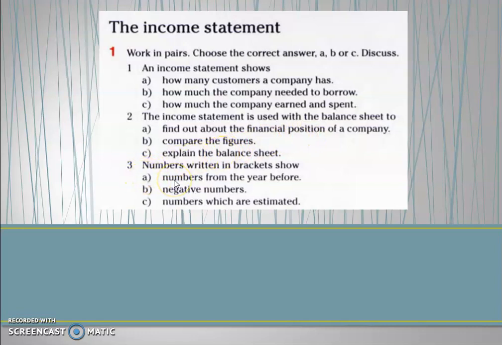Last question. Numbers written in brackets, like this one, 2 of these open and close parentheses, show numbers from the year before, negative numbers, or numbers which are estimated. What do you think is the answer? The correct answer is letter B. Letter B, that is negative numbers.